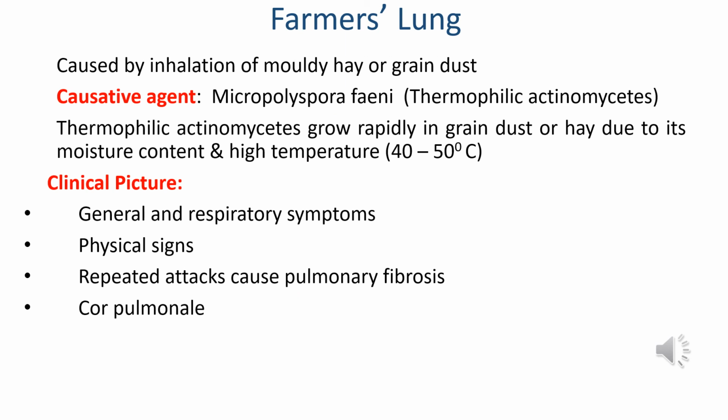Another example of pneumoconiosis is farmer's lung, and it is caused by inhalation of moldy hay or grain dust. The causative agent is another thermophilic actinomycete, an organism which grows rapidly in grain dust or hay due to its moisture content. Clinical picture involves general and respiratory symptoms and physical signs. Repeated attacks cause pulmonary fibrosis, and eventually there may be cor pulmonale.